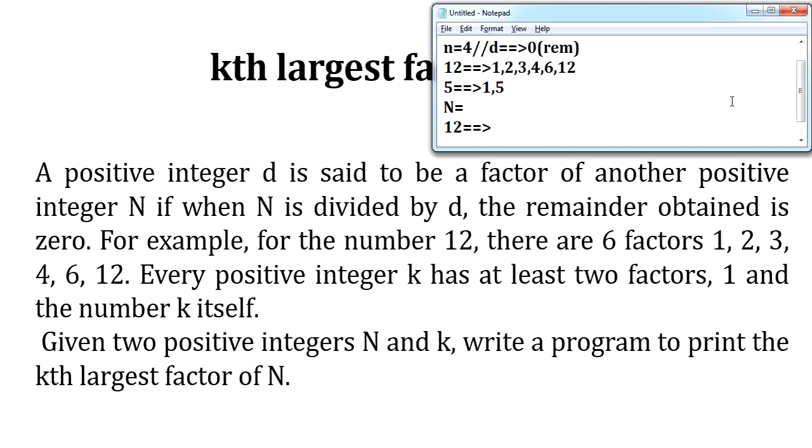If it is 12, what are the factors? We know that 1, 2, 3, 4, 6, 12. These are the factors. So what are we supposed to print? The kth largest factor. We know these are the factors. What is the first largest factor of the given number 12? The factors are 1, 2, 3, 4, 6 and 12. The first largest factor for the given number 12 is 12.